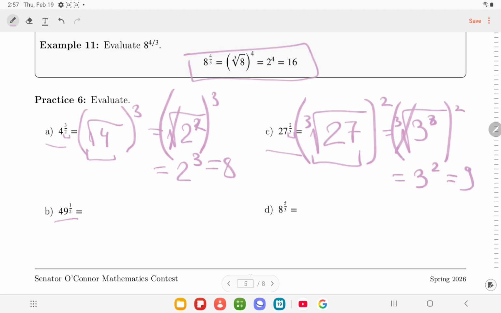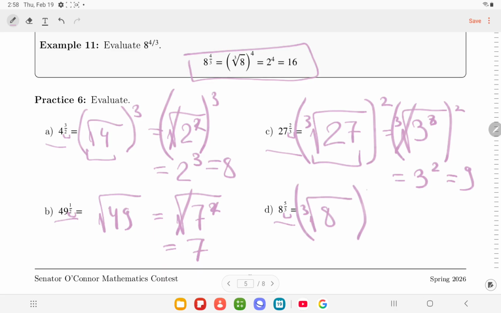For B, we're looking at 49 to the power of 1/2. And we look at the denominator here, which is a 2, so we know that we're taking the square root of 49, and the exponent is just a 1, so it doesn't really matter. So to take the square root of 49, we know that 49 is a perfect square, and it is 7 squared, so we end up with 7. Last but not least, we have 8 to the power of 5 over 3. So we look at the denominator, which is a 3, so we know we're taking the cube root of 8, and it's to the power of 5.